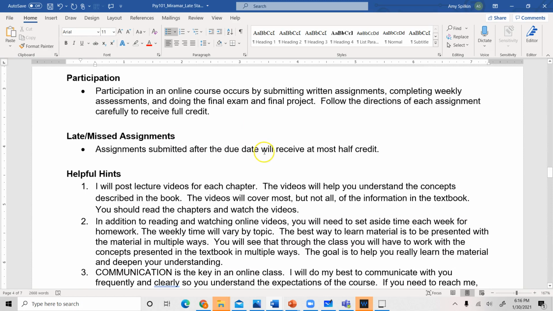Assignments submitted after the due date will receive at most half credit, so you really don't want to submit things late, because half credit is 50%, and that's not a passing grade. Certainly once or twice, not going to make a big difference, but please work on submitting your assignments on time.